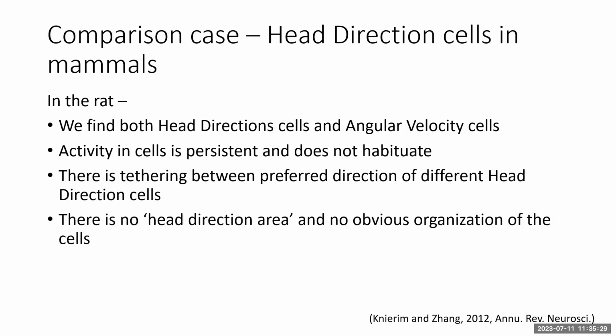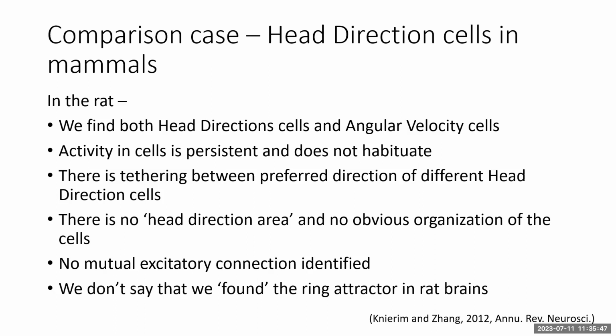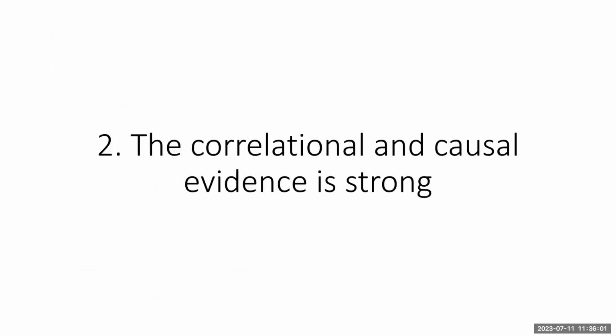But there's no head direction area. There's no ring. There's no specific localized area. There's no obvious organization of the cells. Like we find, I don't know, in a nucleus in the thalamus, 25% of the neurons are head direction neurons and other neurons do other things. We don't find a connectivity. And we definitely don't say that we found the ring attractor in rat brains. Right? I mean, we can say there is this evidence, that evidence, but it's not like, look at this overwhelming evidence. So function constraining the computation is not enough.